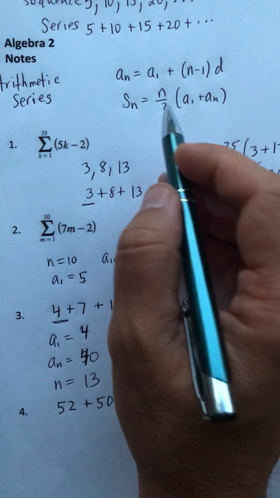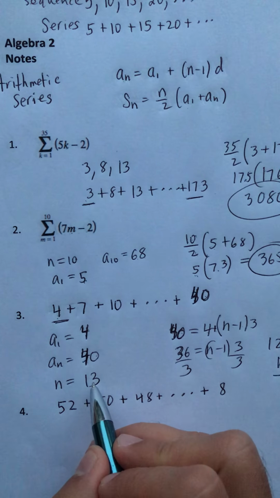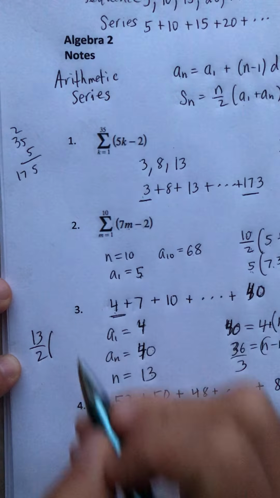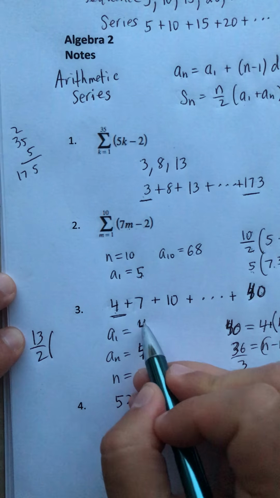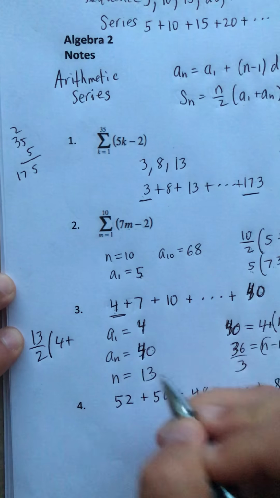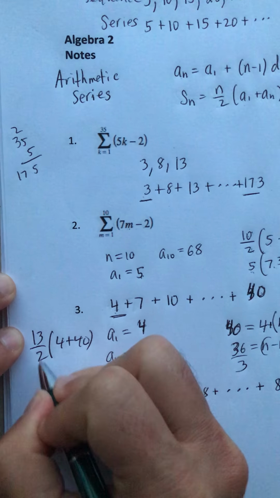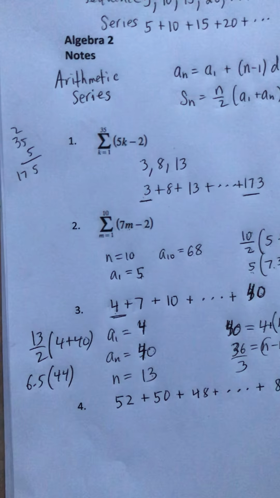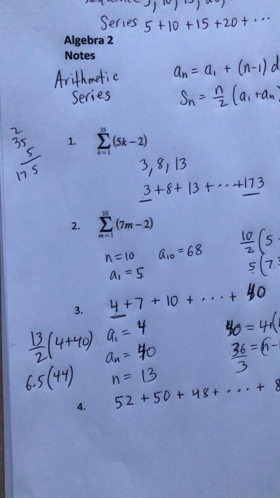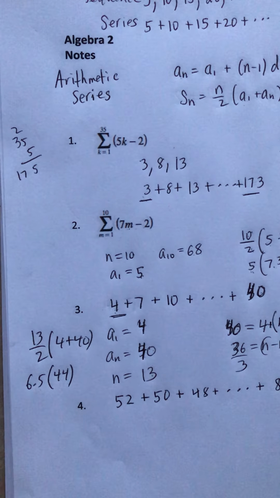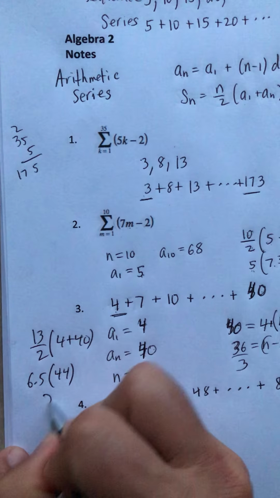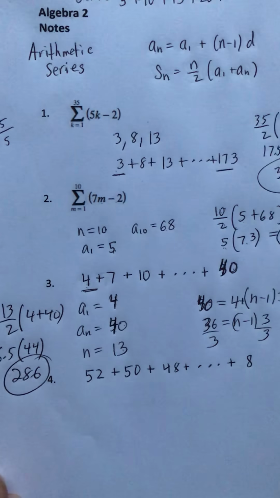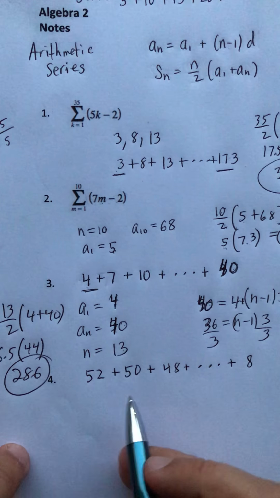So to find the sum, using this formula, I take the number of terms, 13, divided by 2, and I'm going to add the first term and the last term, 4 plus 40. So 13 divided by 2 is 6.5 times 44. 6.5 times 44 is 286. And there's my sum. Let's try the next one.